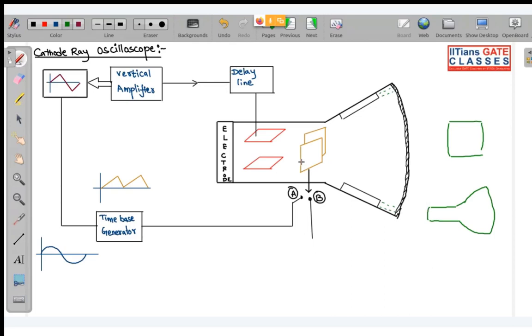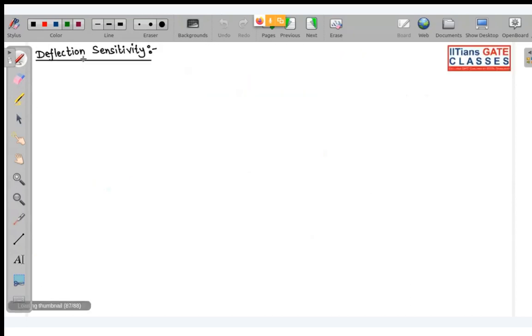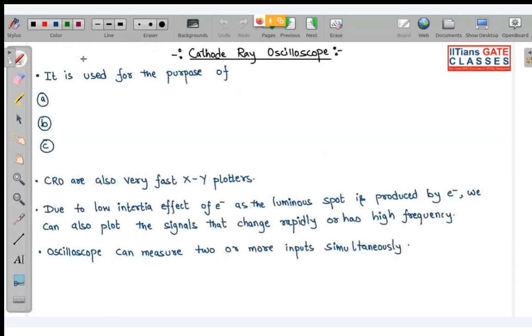So the main heart of this cathode ray oscilloscope is the CRT, which is also known as the cathode ray tube. So first we are going to start with the cathode ray tube, and eventually we are going to come to the cathode ray oscilloscope. Okay. So what purpose does the CRO serve? What can we do using a CRO?